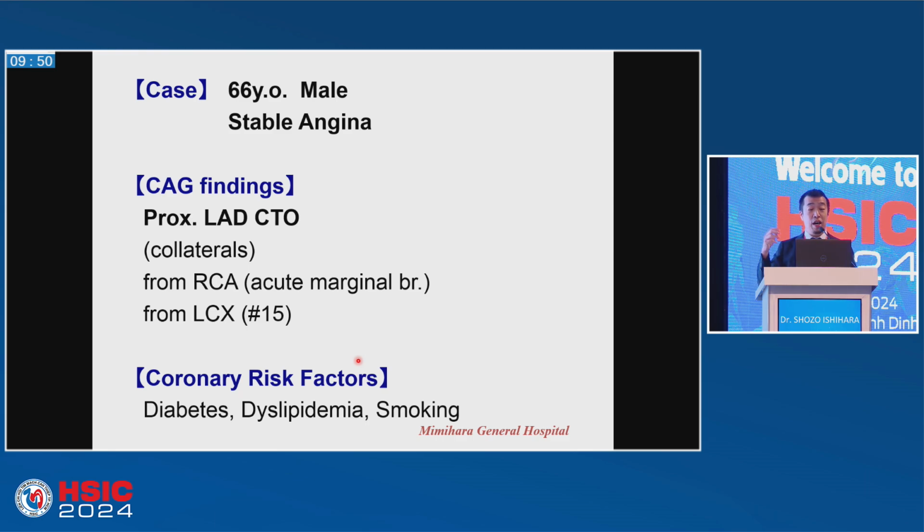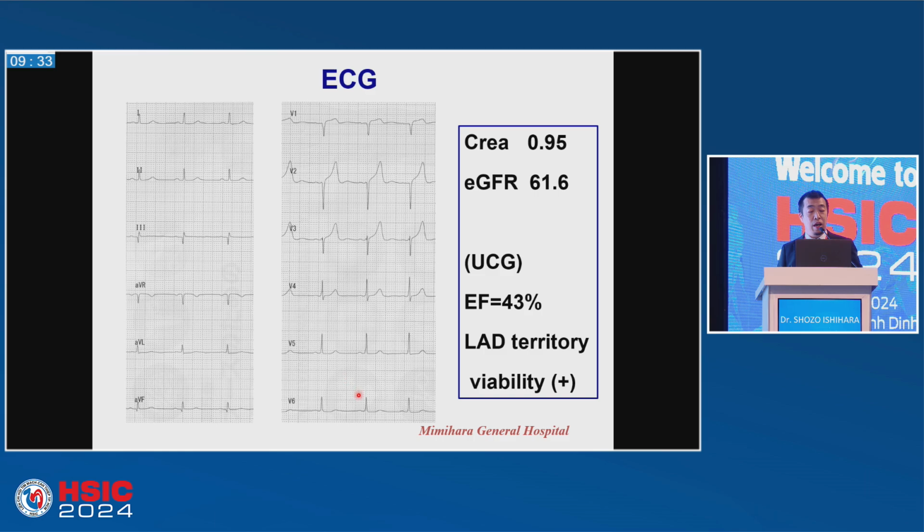So I will introduce one case. The patient was a 66-year-old male with stable angina, and he had an LAD CTO lesion. We can see the collateral from the RCA and from the circumflex. It showed quite good viability in the LAD territory, and the ejection fraction was a little bit reduced. For the viability, we decided to perform CTO PCI.